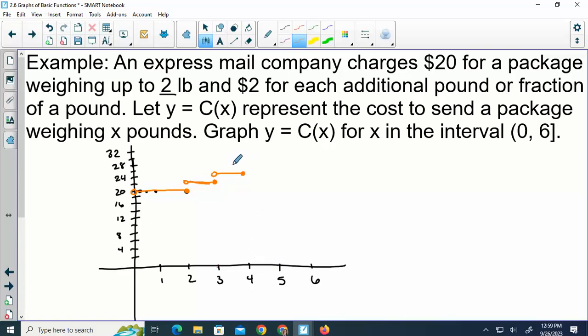After it goes over 4, we go to 26. So from 4 to 5 pounds, pay 26. And after 5, it would go up to 28. Okay, so this is kind of a step function. Just the first step is longer than the others. Is that okay?